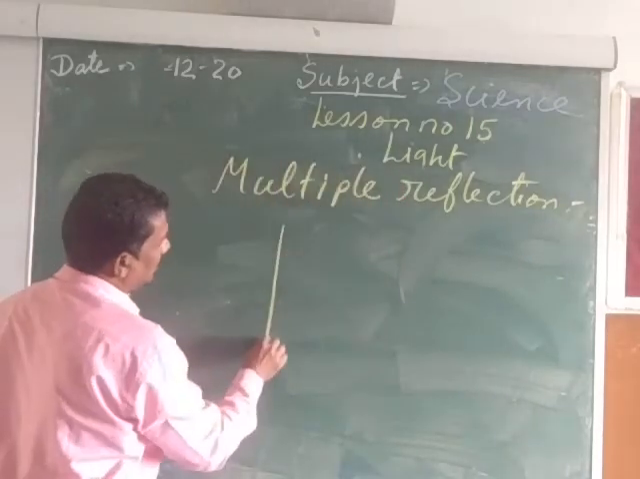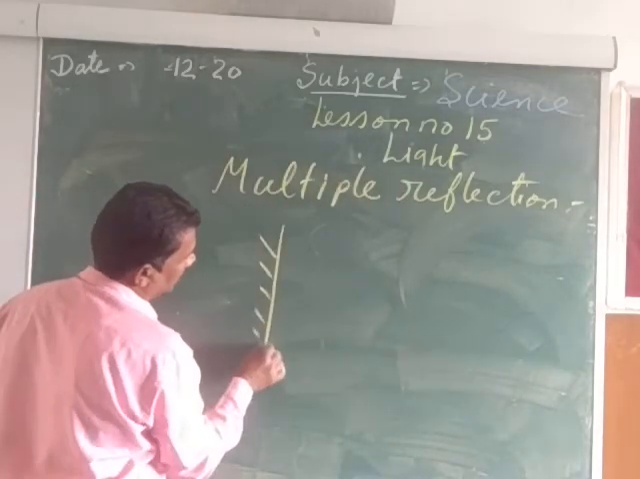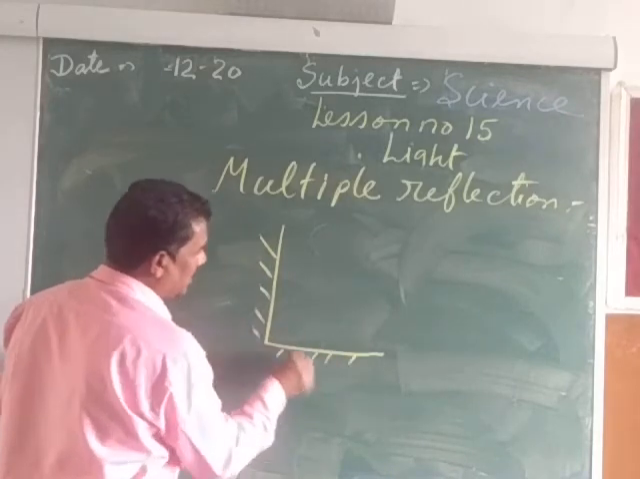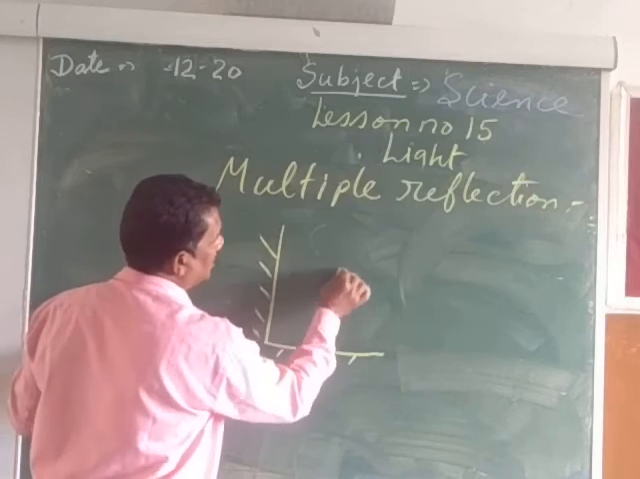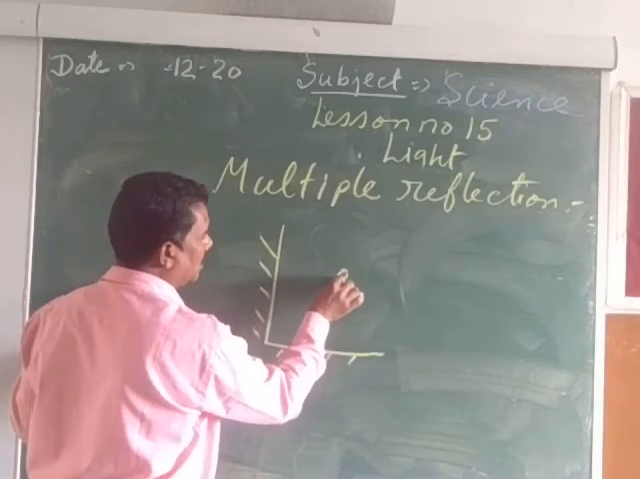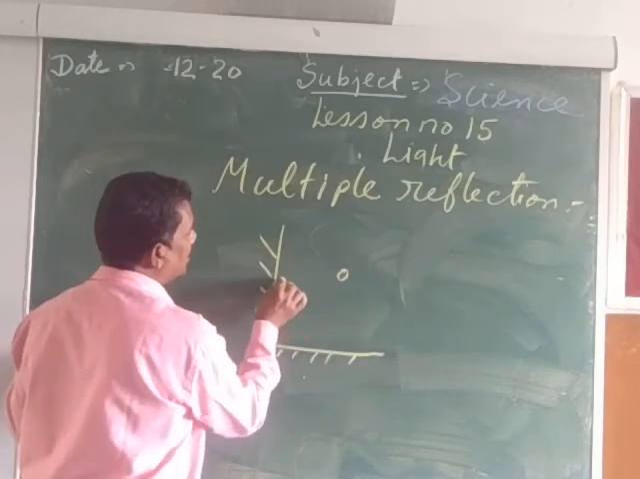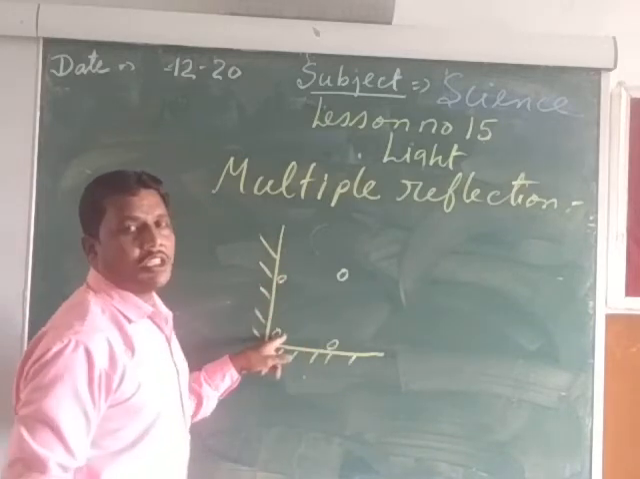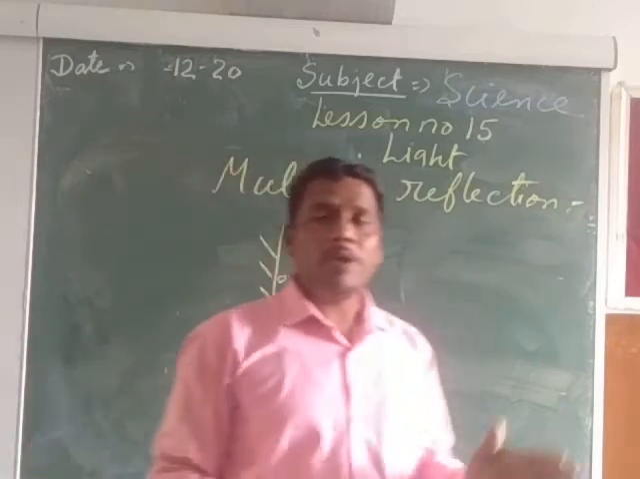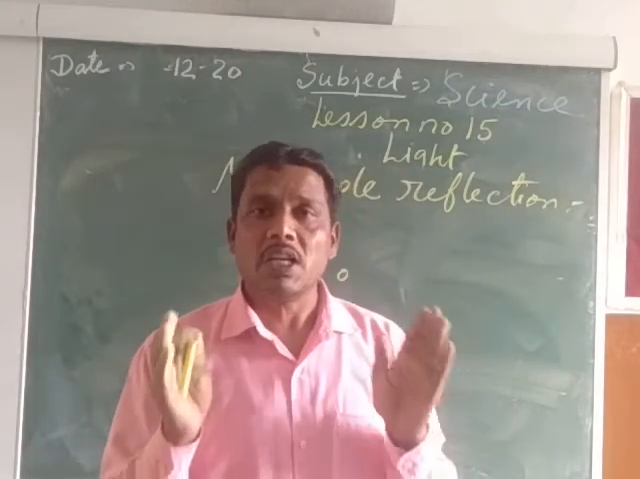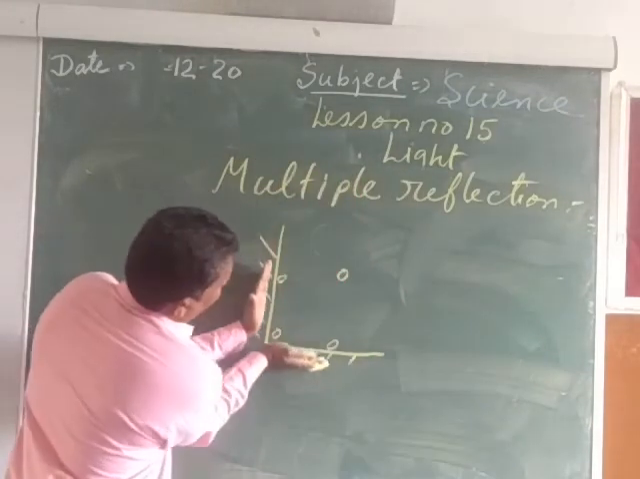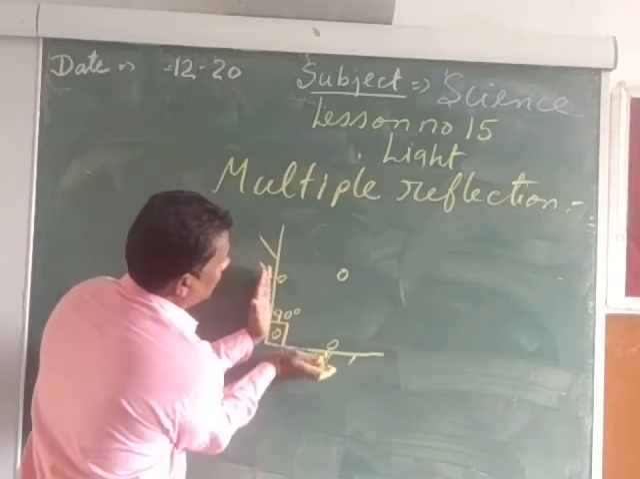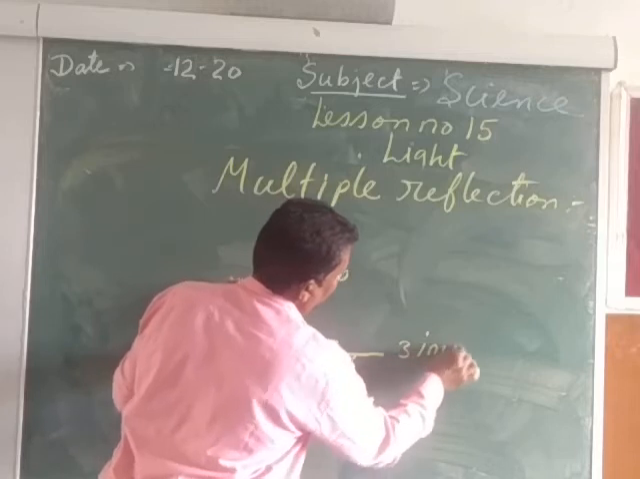Suppose this is one plane mirror and suppose this is another plane mirror, and suppose the object is being kept in here. Then we get three images of the object. One image here, one image here, and one image here. So when two plane mirrors are being kept at an angle of 90 degrees, we will get three images.